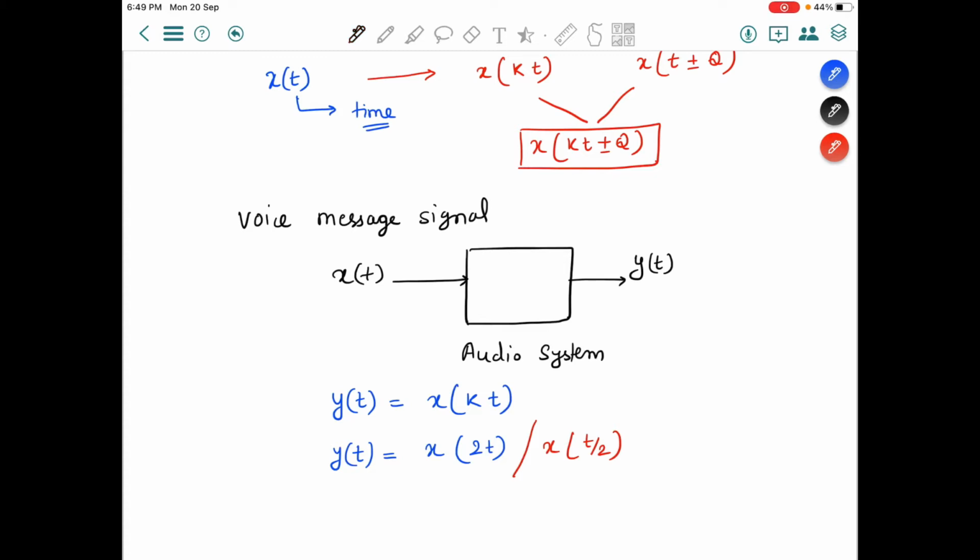In this manner, by transforming our independent variable, we can transform our signal. And this is also an example of a scaling operation. So this explains how scaling works. In scaling, we basically multiply a scalar with the independent variable.